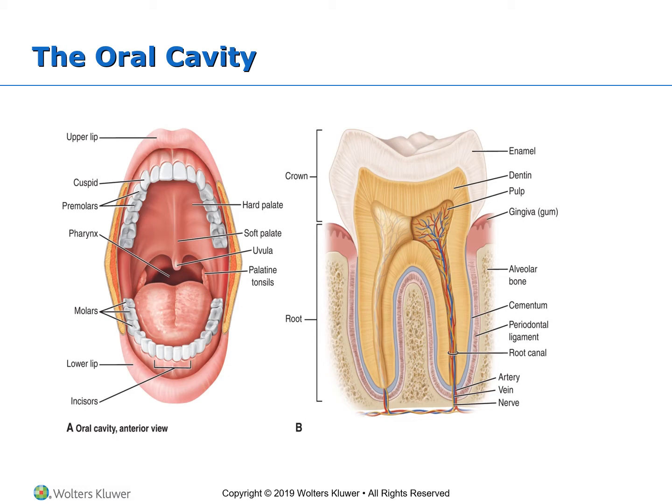And this is also calcified. However, it's not as strong as the enamel. Enamel is giving our teeth the strength for grinding and chewing on the food. And the third layer will be the pulp, which is the soft part of the tooth, where we have the blood vessels and nerves.